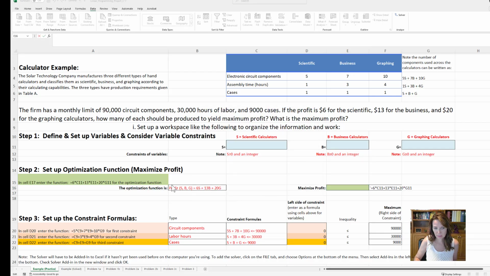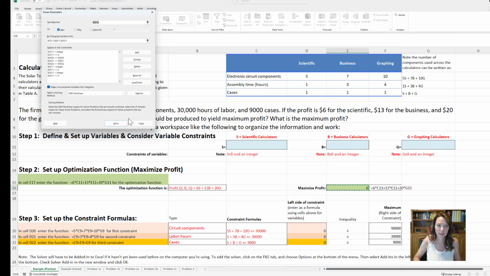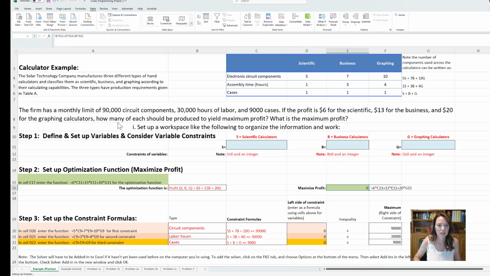One more area that I missed was putting in my optimization function. So within my green cell, I'm going to write equal to, and then put in that optimization, 6 times the location of S, plus 13 times B, and then plus 20 times G. Okay, let's go back to that solver. Hit solve.